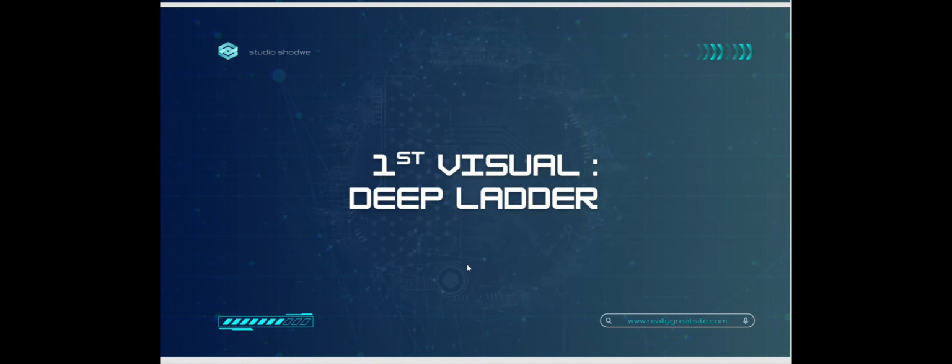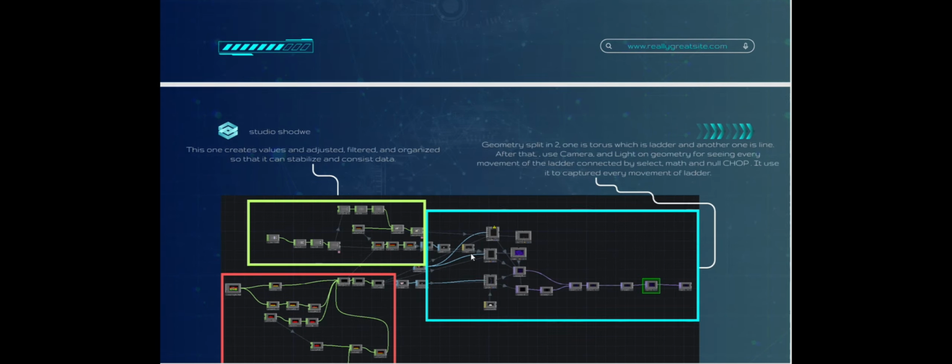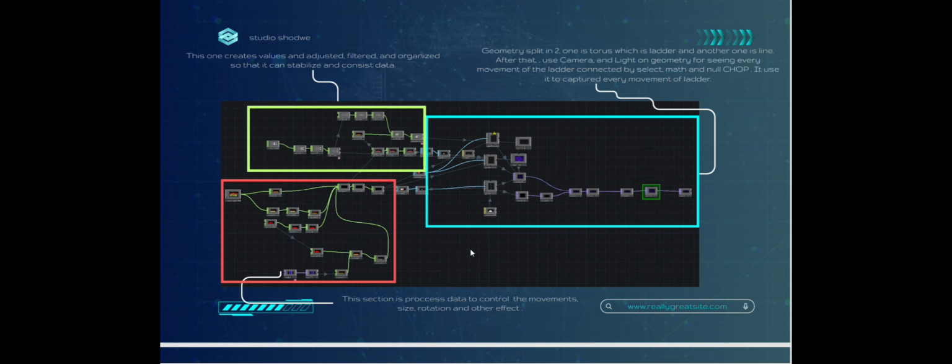First visual, the Deep Ladder. The first part is geometry, which was split in two: one a torus, the ladder, and another a line. After that, I use camera and lights on the geometry. For the movement of the ladder, it is connected by select, math, and null CHOPs. It was actually used for the movement of the ladder.